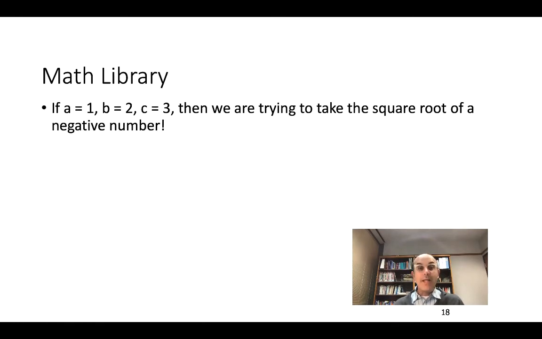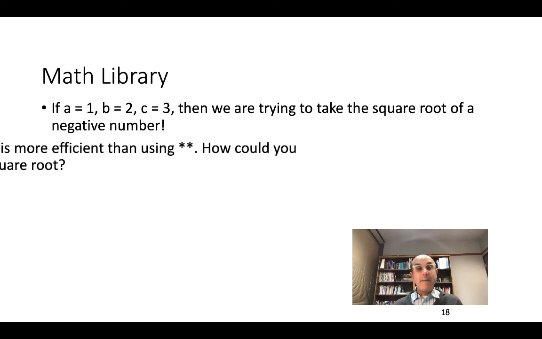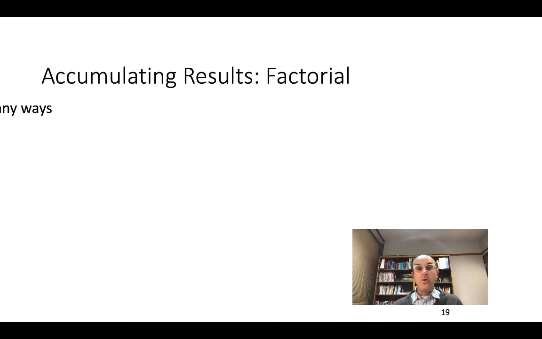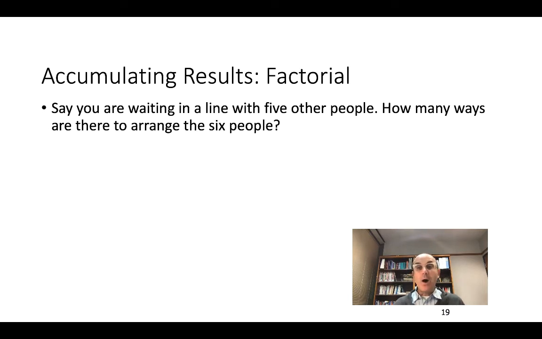So with the math library, when we try to take the square root of a negative number, again, the square root function is more efficient than using triple multiplies. So you can use this triple multiply to calculate the square root. So again, this is how to do that.